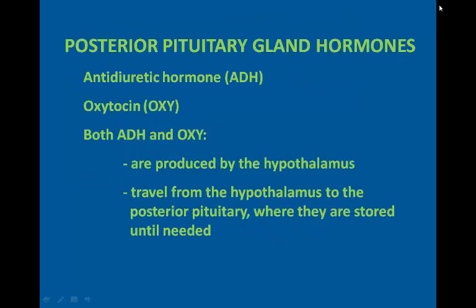There are two posterior pituitary gland hormones, ADH and oxytocin. A little word about these two is that these hormones are actually produced in the hypothalamus, but they're stored in the posterior pituitary gland until they're needed. So both oxytocin and ADH are produced by the hypothalamus. They travel from the hypothalamus to the posterior pituitary, where they are stored until needed.